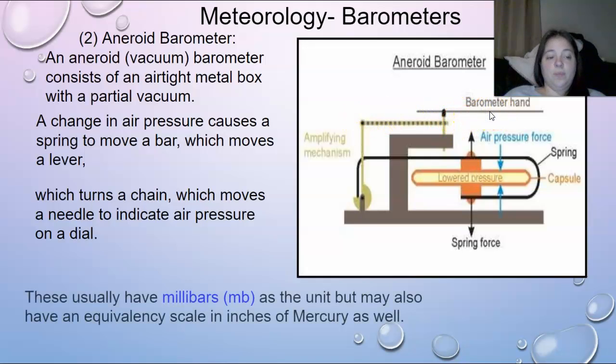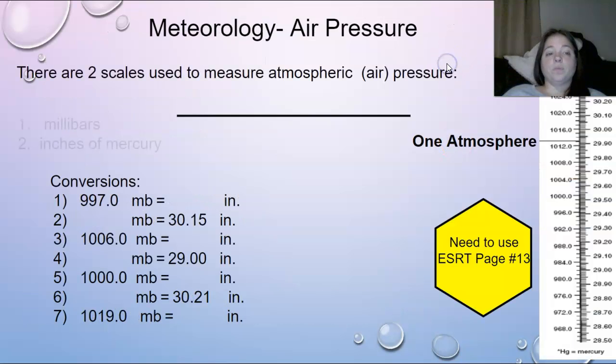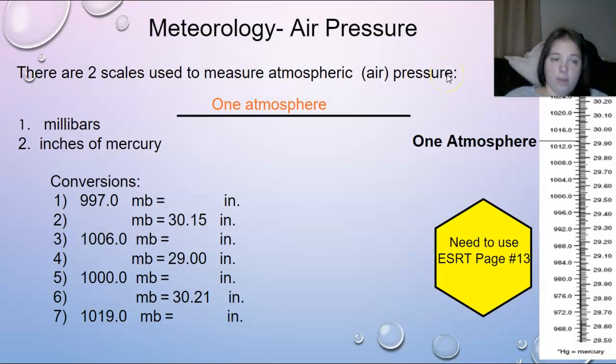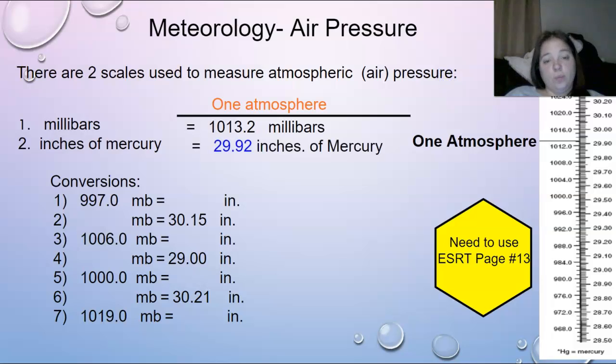which moves the hand. These usually, when measured, have millibars, which is not millimeters of mercury. They're two separate things as units, but also have an equivalency scale in inches of mercury. So there are two scales. You've got millibars and inches of mercury. And remember, we're looking at this as 1 atmosphere. Everything is related to 1 atmosphere. So how many millibars in 1 atmosphere? 1013.2 millibars. How about inches of mercury? We just saw that, 29.92.